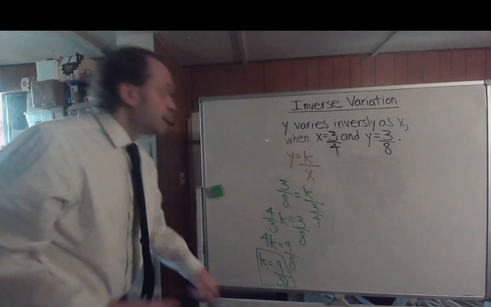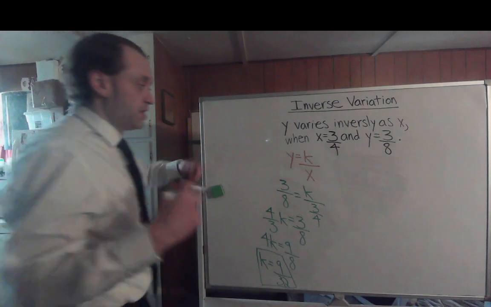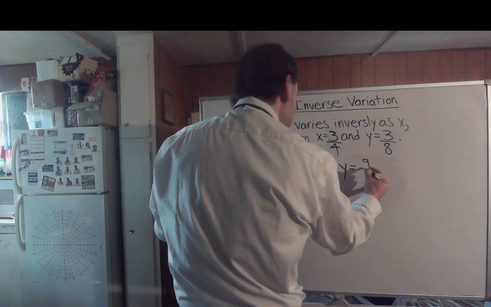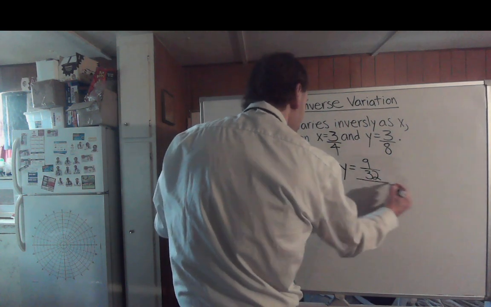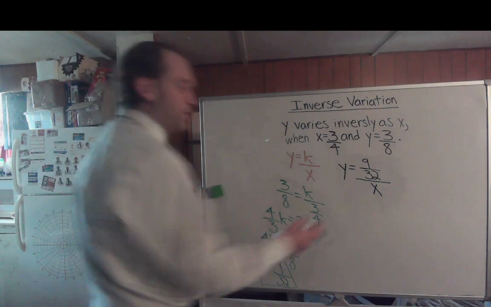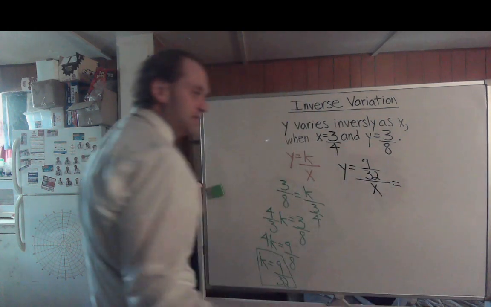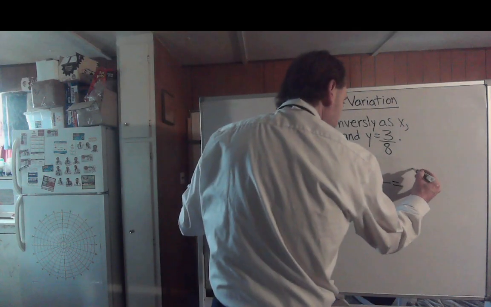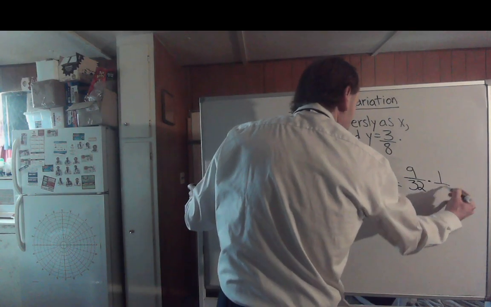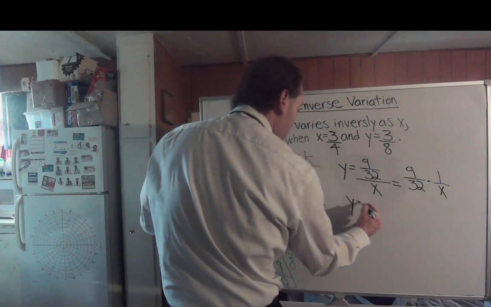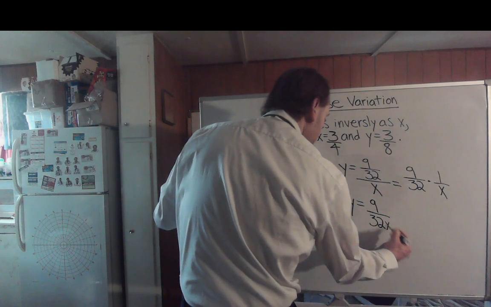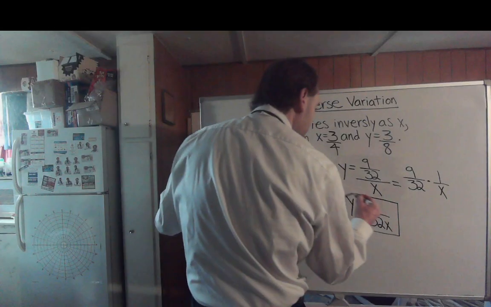Well, let's come over here and find our equation of variation. So this means y would equal 9/32 over x. Well, what is true for that denominator? If we divide by something, isn't that the same as inverting and multiplying? This would be the same as 9/32 times 1 over x. So in short, y is going to equal 9/32x. That would be your equation of inverse variation.